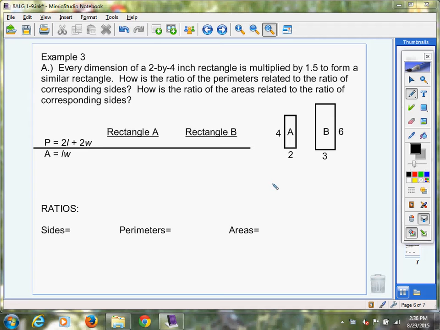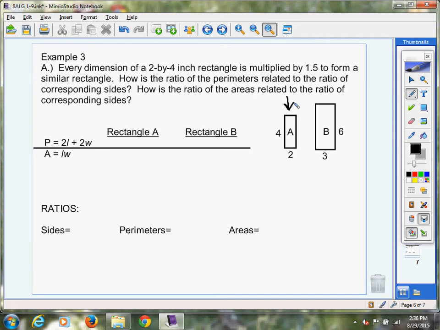I remember teaching this when I taught geometry a couple years ago. And Math 1 students going into Math 2, you're going to see this again, is my point. So example 3, this is what it says. Every dimension of a 2 by 4 inch rectangle is multiplied by 1.5 to form a similar rectangle. So let's just stop right there. Here's the original rectangle that they're talking about. There's the 2 by 4 inch rectangle.